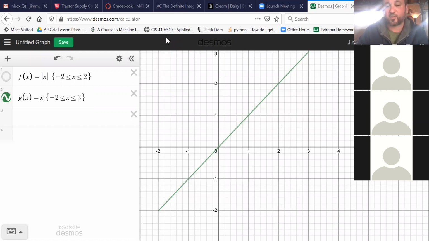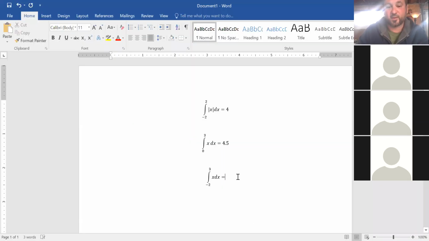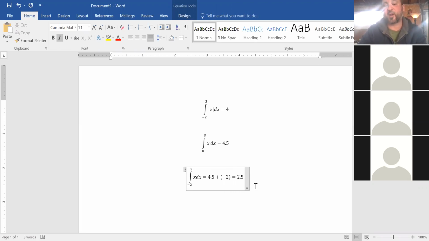Go back to Word and put that in there. All right, so this was equal to 4.5 minus 2, or plus -2, which is equal to 2.5. So the 0 to 3 we saw, it's the -2 to 0, which was this -2.